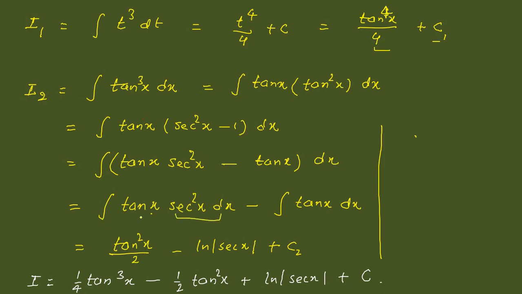So if I substitute this as t, this will be dt, and so the integration will be t square by 2, and so we can write tan square x by 2, and the integration of tan x is log sec x.